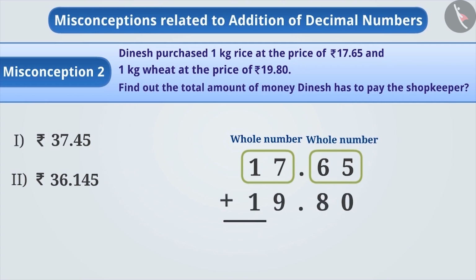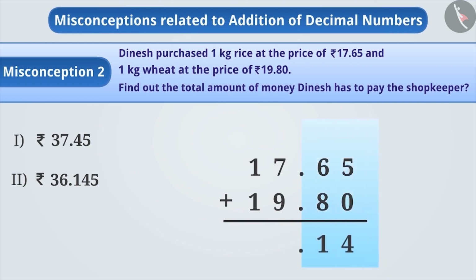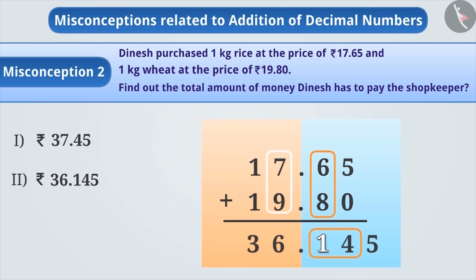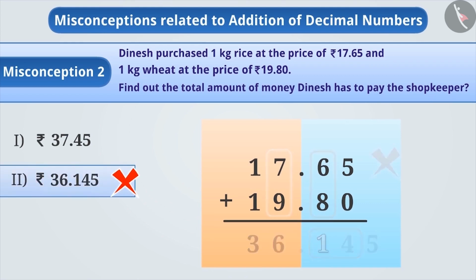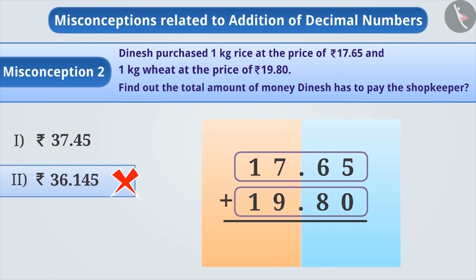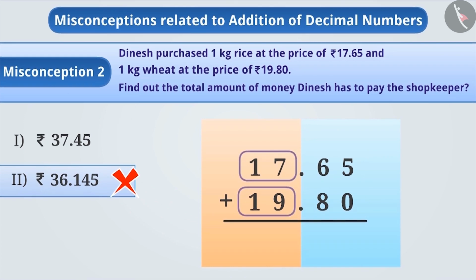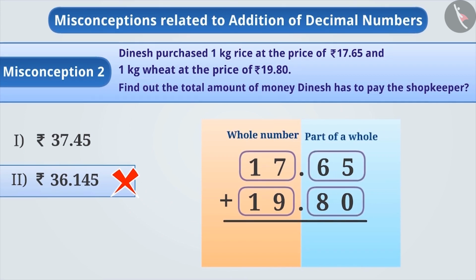When we add these two decimal numbers, we must write the sum of the digits on the right and left in their respective places. Here, the sum of 6 and 8, 14, is written as it is. The carried over number is not added with digits in the ones place. This is a misunderstanding and it gives us option 2, which is incorrect. The correct understanding is that the digits on the left side of the decimal point and the digits on the right side of the decimal point represent the same number. The only difference is that on the left side of the decimal point is the whole number and on the right is part of the whole.